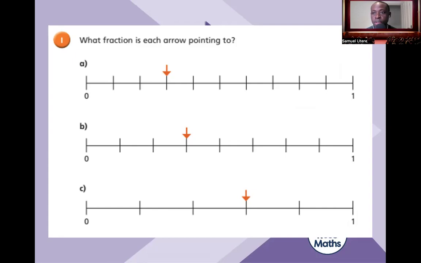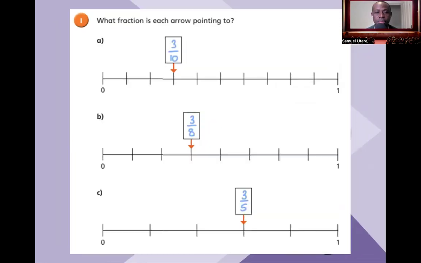Assuming you've paused the video and you've answered the questions, here are the answers for A, B, and C. Okay, so you can see this has to be 3 tenths because we have 1, 2, 3, 4, 5, 6, 7, 8, 9, 10. So we have 10 intervals. So that will be 1 tenth, 2 tenths, 3 tenths. This one we have 8 intervals. So that has to be 3 eighths.